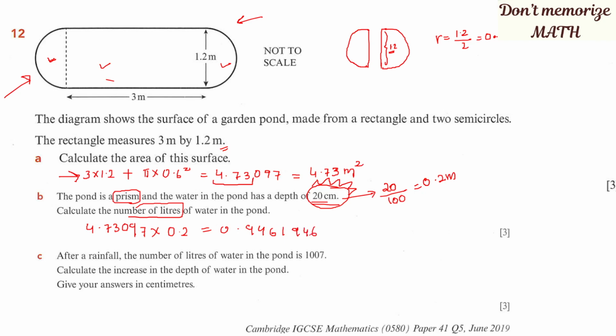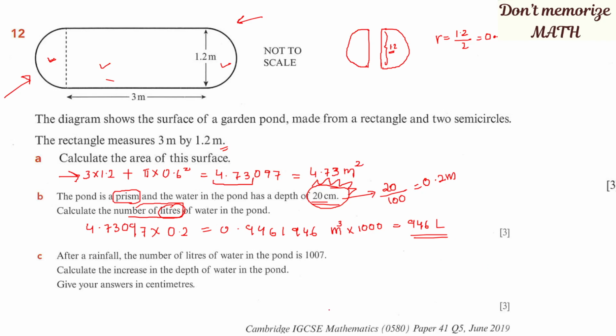0.9461946. Okay, we need this in liters, right? What is the unit of this? It is meter cube. So meter cube you can change to liter by multiplying by 1000. So you will get 946 liters. Round and write in liters. Okay, 946 liters. I hope this part is clear for you. And if you want me to slow down, you can tell me, and I will slow down.